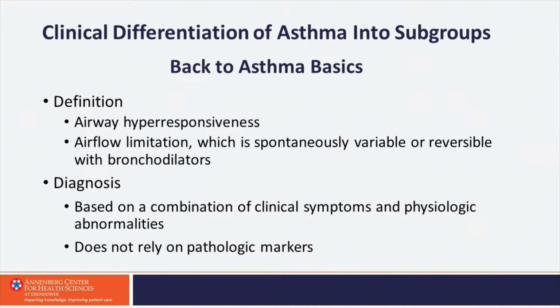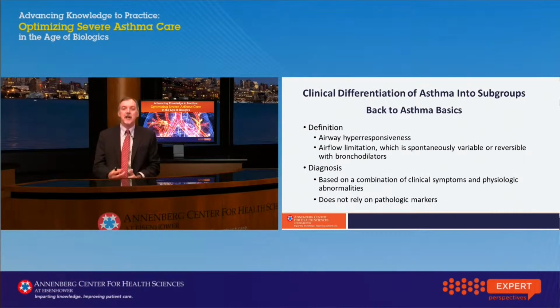Along with this, we see airflow limitation, which generally speaking in an asthmatic is a spontaneous event. It happens with a variety of different triggers, and it will either spontaneously resolve or it may need to be reversed with a pharmacologic agent like a bronchodilator. If we move on to taking some of this physiologic background into the diagnosis, it's based on a constellation of different symptoms and some of the different diagnostic tests that we've talked about up to this point.